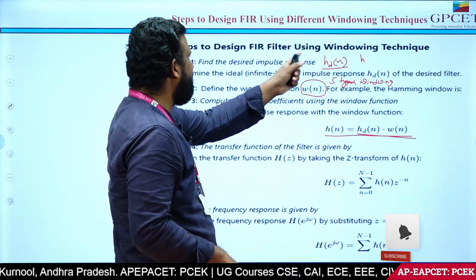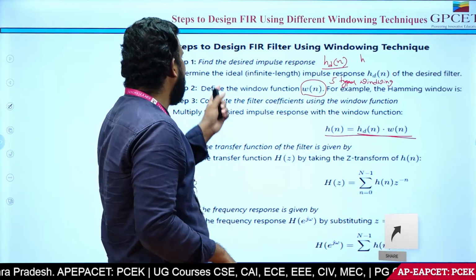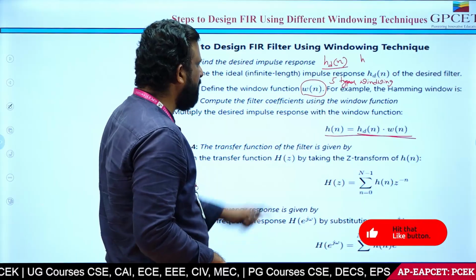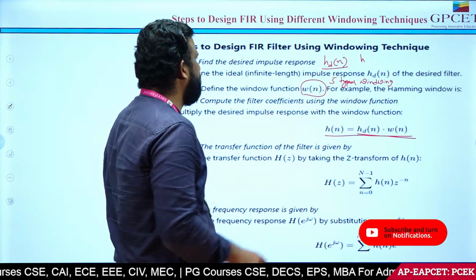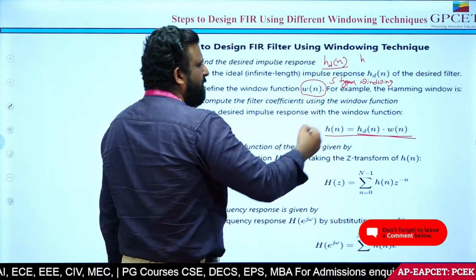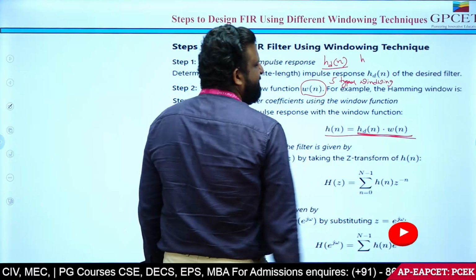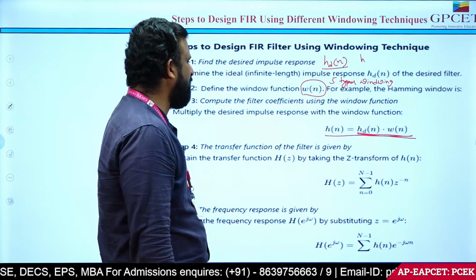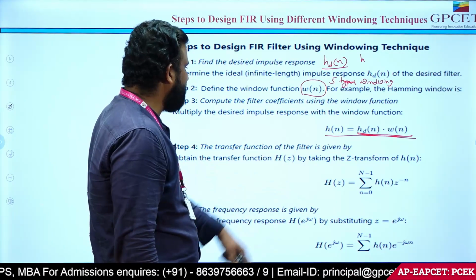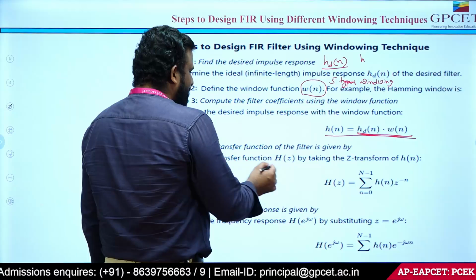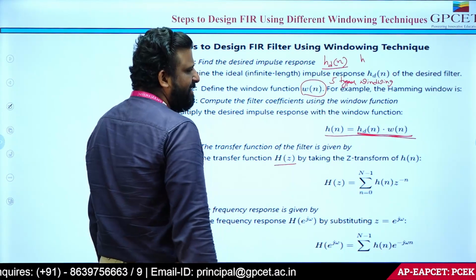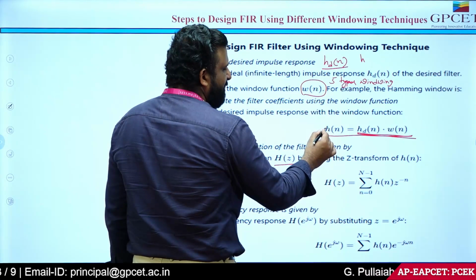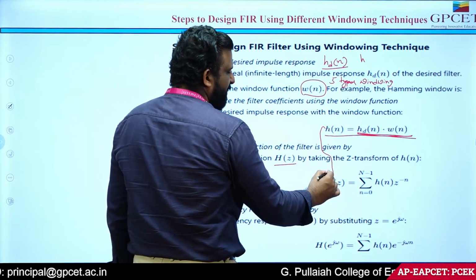What is the first step? The desired impulse response hd of n. In the second step, we find the windowing coefficients. After getting these two, in the third step we multiply hd of n into w of n, finding the impulse response h of n. And finally the transfer function will be formed here. Obtain the transfer function h of z by taking the z transform. Whatever equation we get here will be converted into h of z.